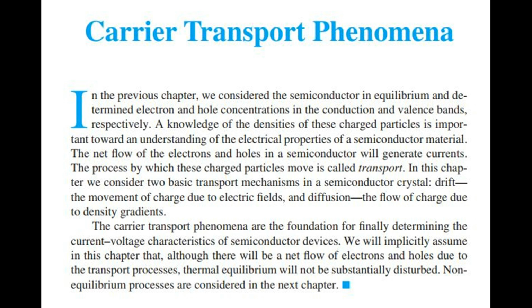In this chapter we consider two basic transport mechanisms in a semiconductor crystal: drift, the movement of charge due to electric fields, and diffusion, the flow of charge due to density gradients. The carrier transport phenomena are the foundation for finally determining the current-voltage characteristics of semiconductor devices. We will implicitly assume in this chapter that, although there will be a net flow of electrons and holes due to the transport processes, thermal equilibrium will not be substantially disturbed. Non-equilibrium processes are considered in the next chapter.